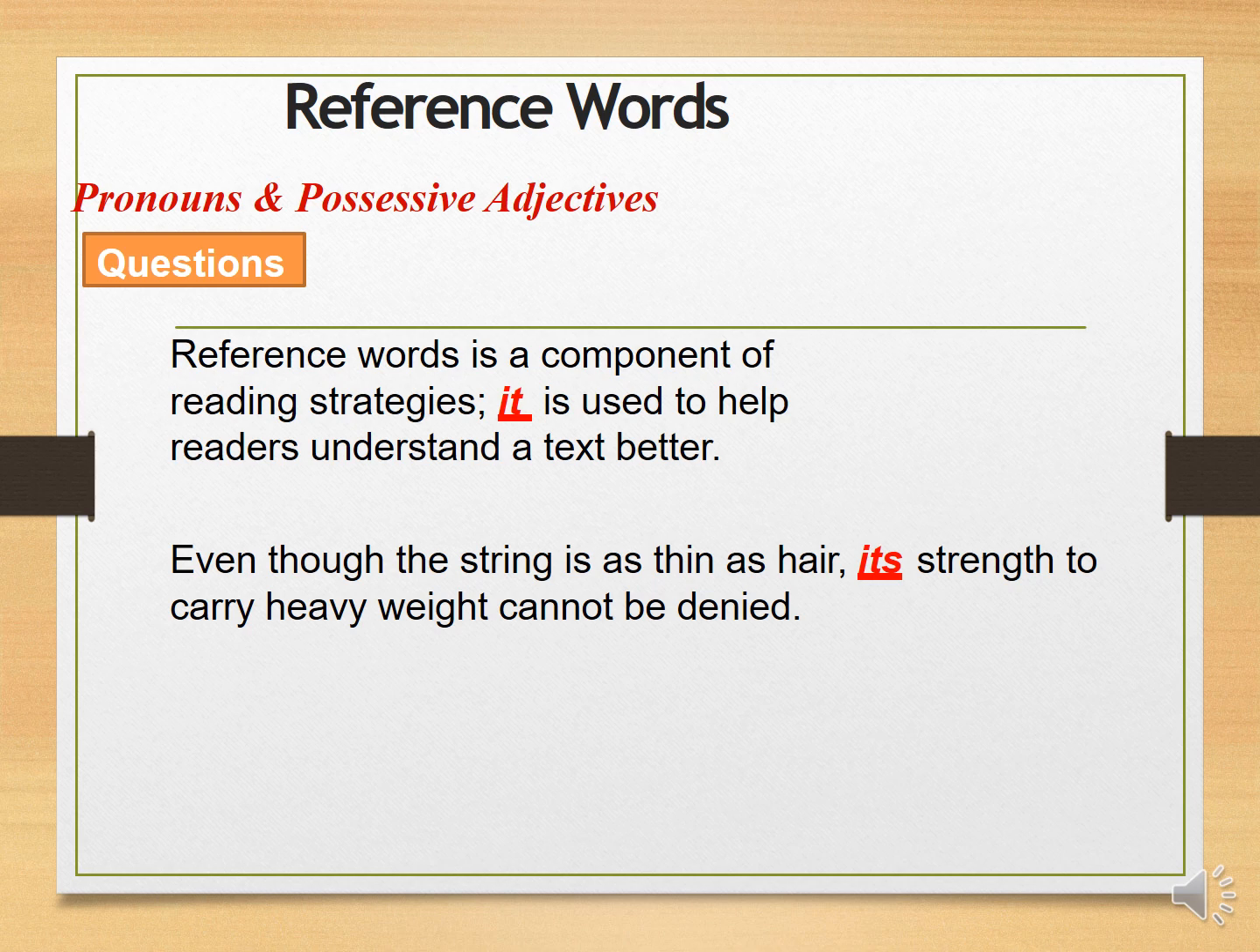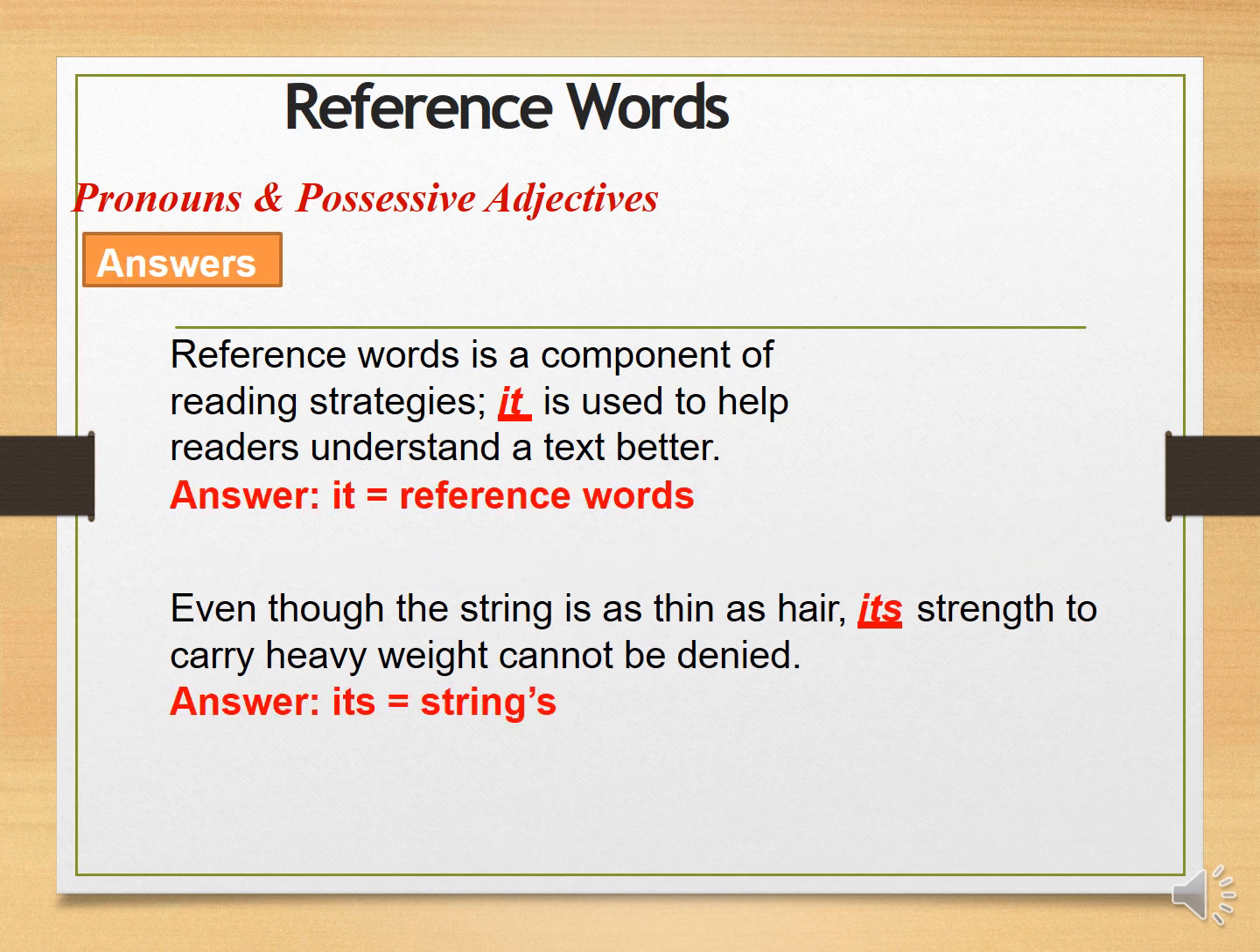Examples. Reference words is a component of reading strategies. It is used to help readers understand the text better. Another example. Even though the string is as thin as hair, its strength to carry heavy weight cannot be denied. So this is a possessive pronoun. Okay, so the answer afterwards, you will see that it will have apostrophe s.